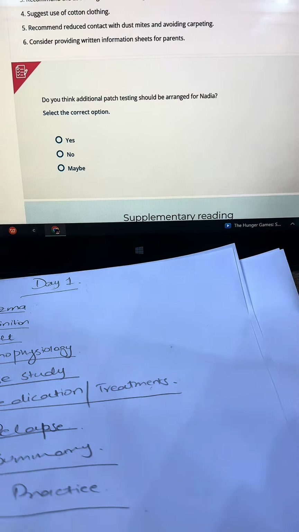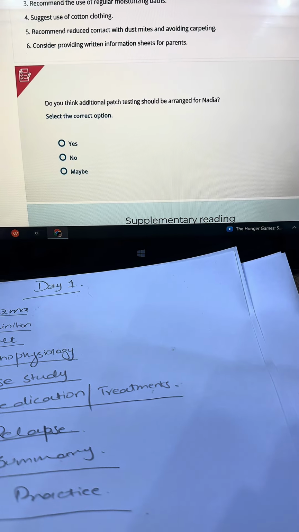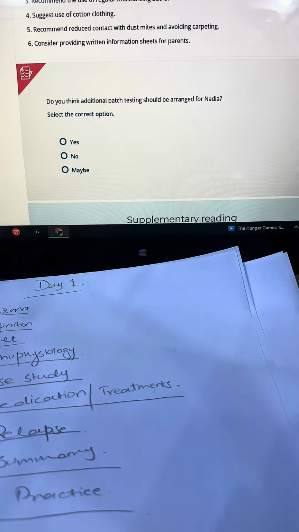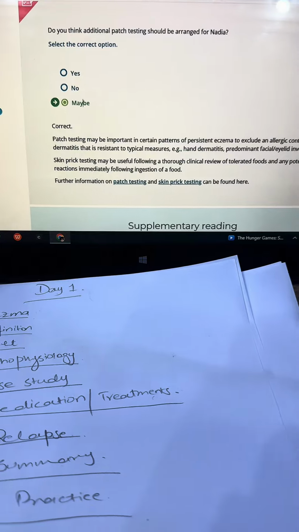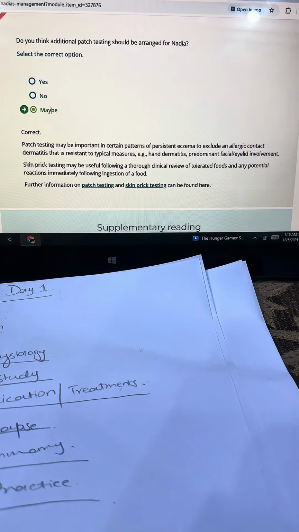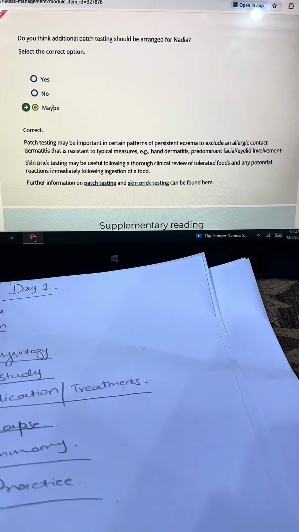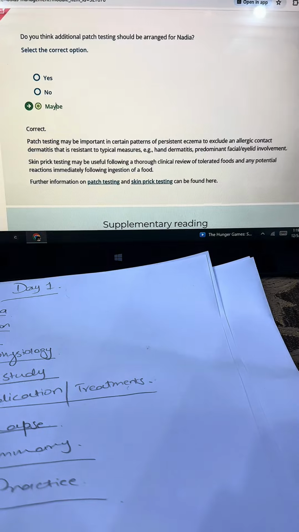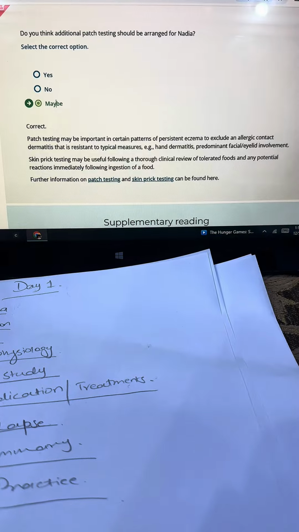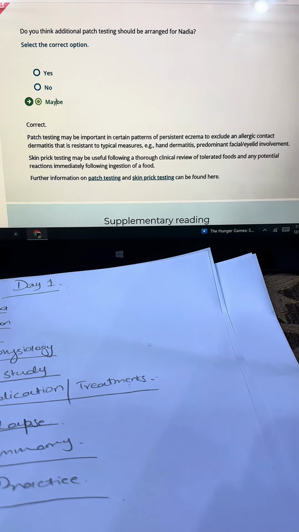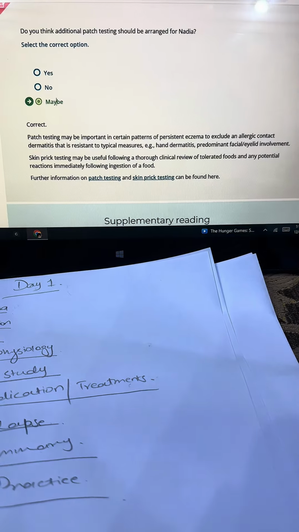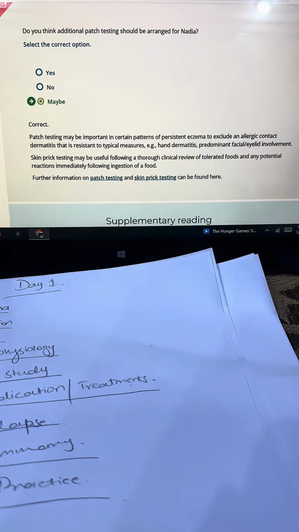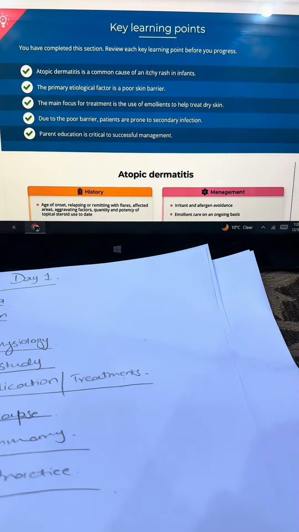Okay, do you think additional patch testing should be arranged for Nadia? Yeah, maybe. The reason is patch testing may be important in certain patterns of persistent eczema. In the first few slides, we discussed the relapsing of eczema. So for relapsing, additional patch testing should be arranged for Nadia.